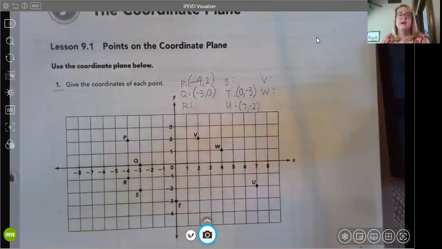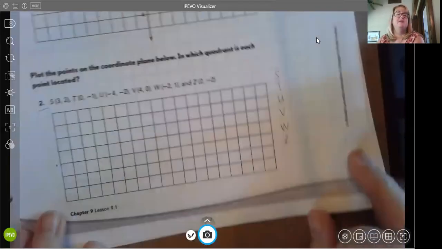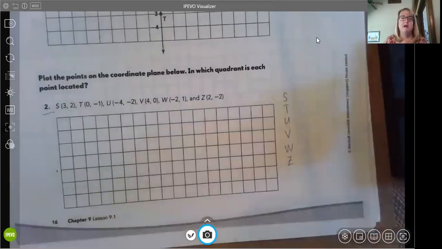All right, let's look at number 2. Number 2 says plot the points on the coordinate plane below. In which quadrant is each point located? So we've got 2 things. Now the first thing I want you to notice is the x and y axis are not drawn on there. We have to draw the x and y axis, and you need a straight edge for that.